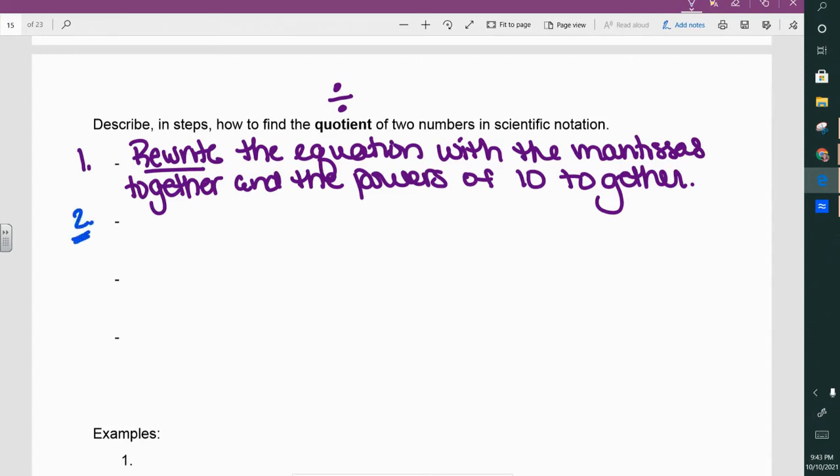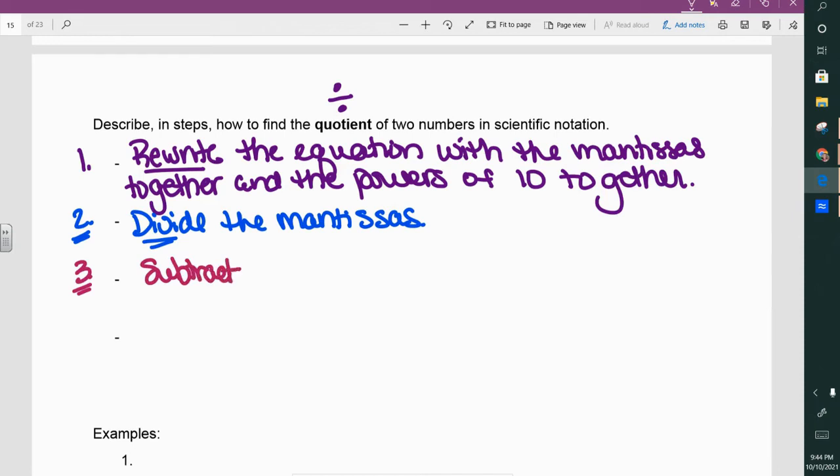Number 2, this is how it changes. We're going to divide the mantissas. So when we find the product, of course we multiply, but when we find the quotient, we're going to divide those mantissas. And then the next step, third step, this is the second change here, we're going to subtract the exponents. So remember again from NS7, when you divide, in exponential form, you're going to subtract those exponents.